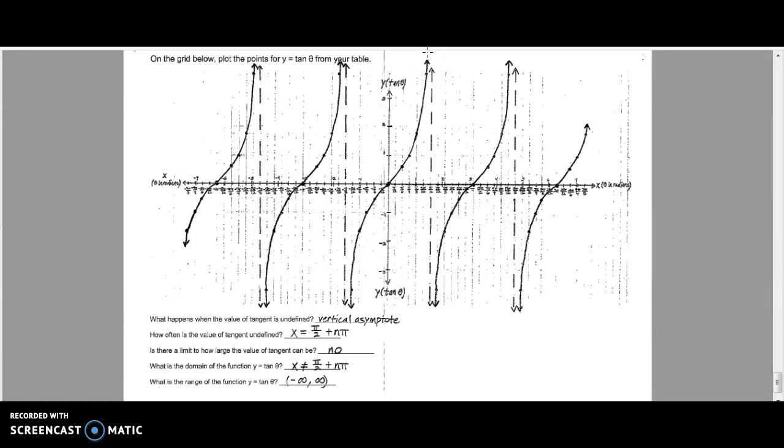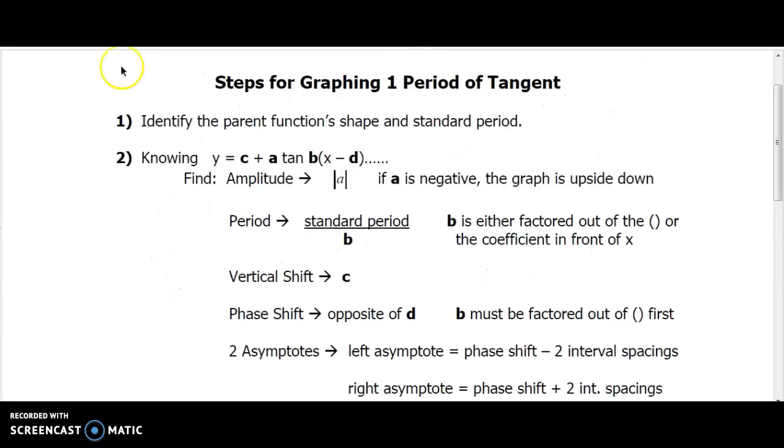Not going to be the exact same though, because we can apply vertical shifts and horizontal shifts, still known as phase shifts. We can also change the amplitude, and we can have reflections and all of the things that we've done with sine and cosine graphs in the past. So if we go back to the steps for graphing one period of tangent, this second step is really important so that you identify what the various things do to your tangent graph. Again, very similar to sine and cosine, we have A, B, C, and D values. Some of these are going to do the exact same things. In fact, all of them really do the same things.